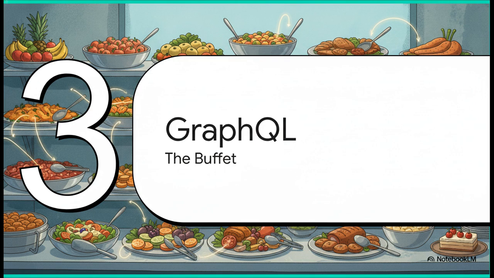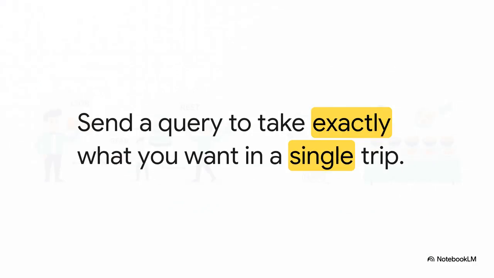Section 3. GraphQL, the buffet. So if REST is a fixed combo meal, GraphQL is like a massive, highly efficient buffet. You walk up to this buffet and you take exactly what you want. You want just the burger patty, a double portion of fries, and you want to completely skip the drink? Absolutely no problem. In GraphQL, instead of hitting a fixed endpoint that always returns the exact same shape of data, you send a highly specific query. You describe precisely the fields you want. It's one trip, exactly your order, nothing you didn't ask for, and absolutely nothing missing that you actually needed. It's a real game changer.